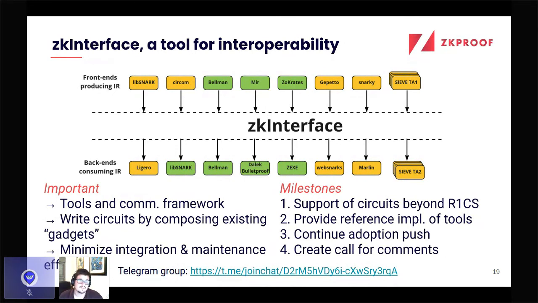We've been building ZK Interface throughout these last couple of years, and since the last workshop, the working group has been improving the different tooling that exists, and it provides this communication framework, as an infrastructure between components of zero-knowledge systems. It makes it easy to write circuits by composing existing gadgets. So, for example, if you're writing in Bellman, but suddenly you need some sub-circuit or some gadget from Socrates or Mir, then you can take it in and just call it through ZK Interface. And it also minimizes integration and maintenance, right? If you're going to change some system like bulletproofs to Zexe, then you can do it easily through ZK Interface.